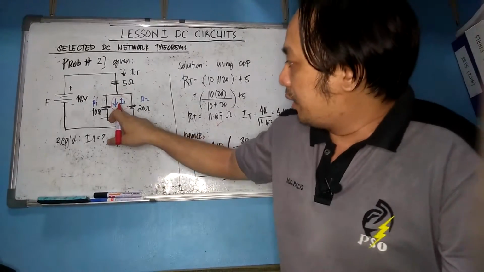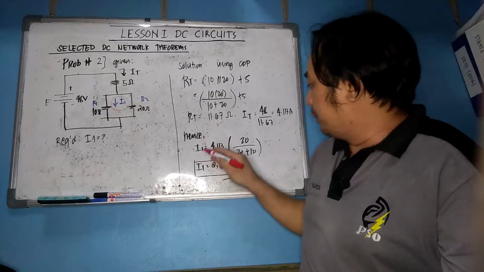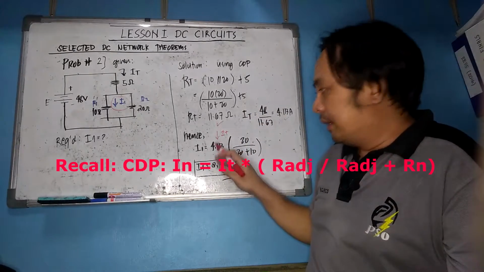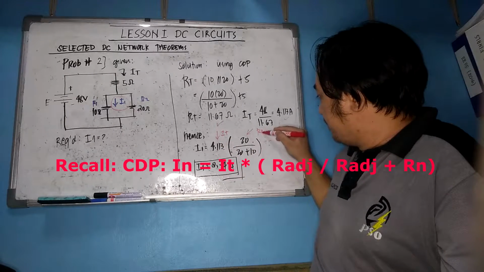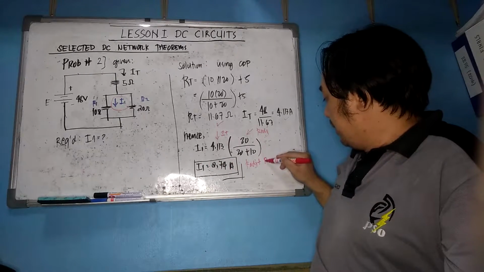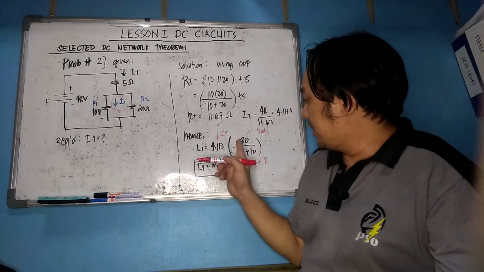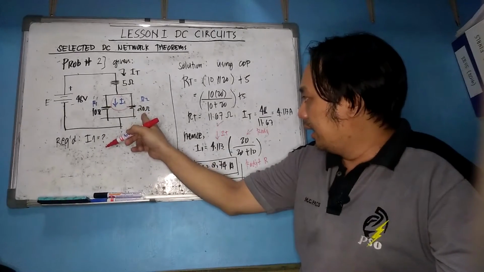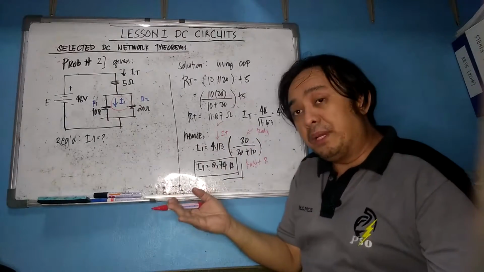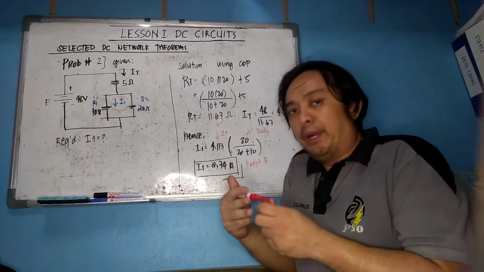Now, to get the current I1, or the current at the 10 ohm resistor, by using the current divider principle, you need to have the total current, which is 4.113. Then get the adjacent resistance, over R adjacent plus the resistance at your current 1. So in this case, R adjacent is 20, all over 20 plus 10. If you simplify this one, we have a current of 2.74 amperes.